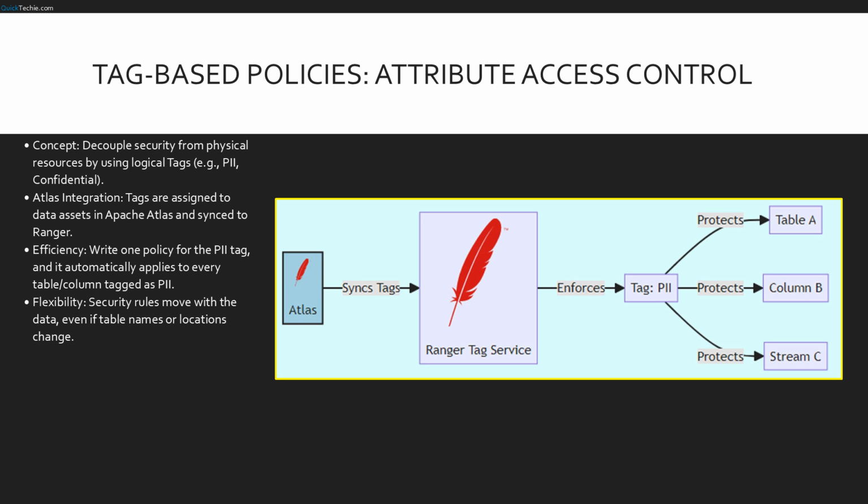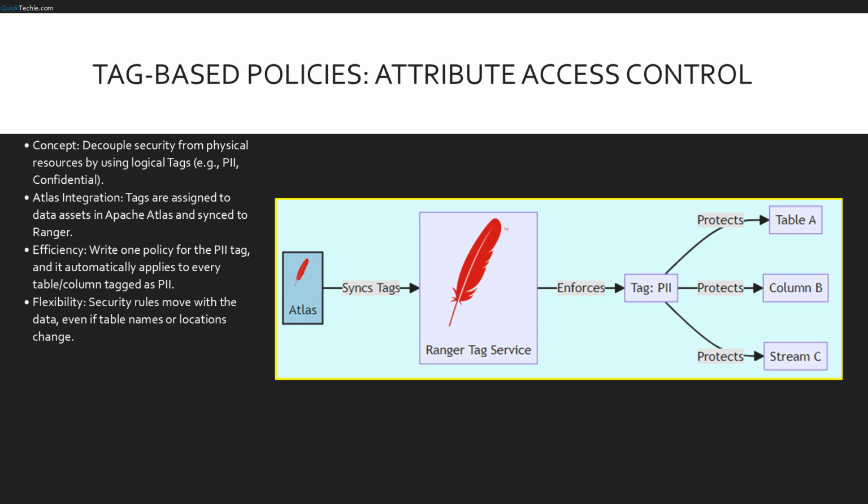For scalable governance, use tag-based policies. Instead of writing rules for every single table, you define rules based on logical tags like PII or confidential. These tags are managed in Apache Atlas and synchronized to Ranger. If you create a Ranger policy that says deny access to PII tag for contractors, that rule immediately applies to any column or table tagged as PII in Atlas. This decouples security from physical naming conventions. If a new dataset is ingested and tagged as PII, it is automatically protected without you needing to update any Ranger policies manually.